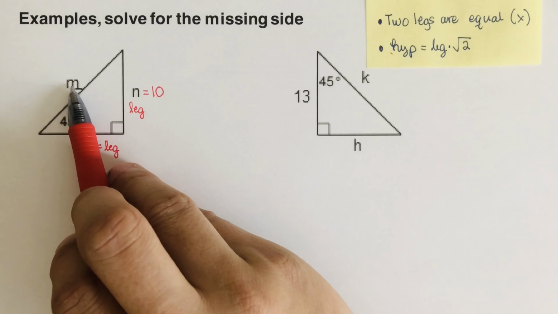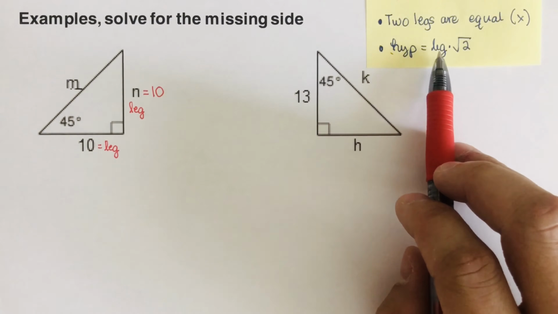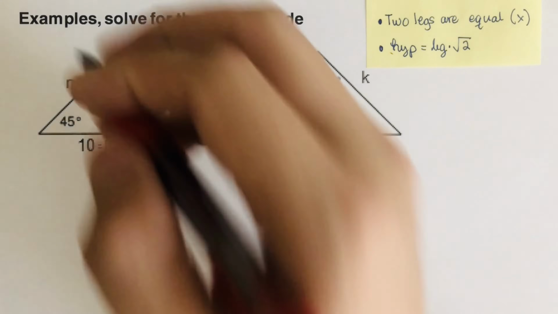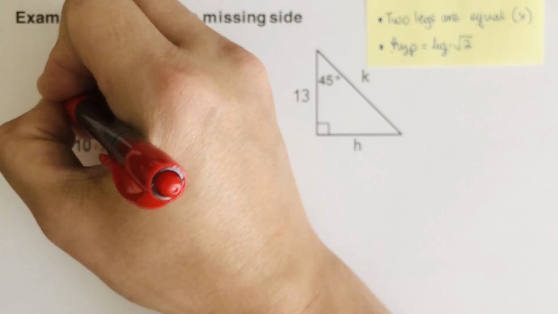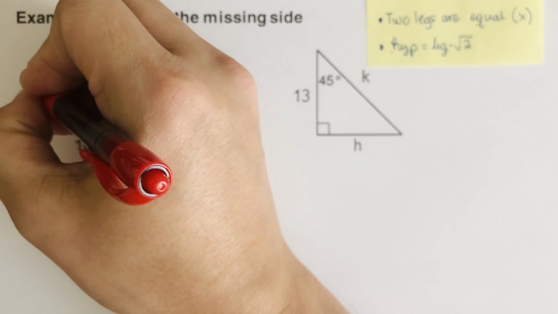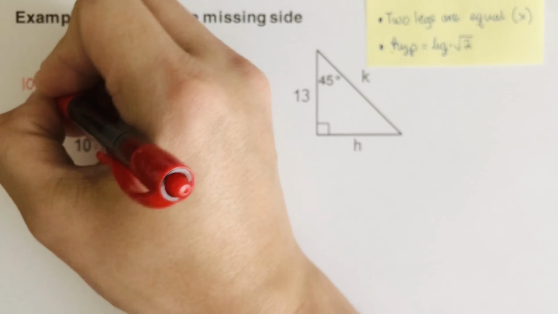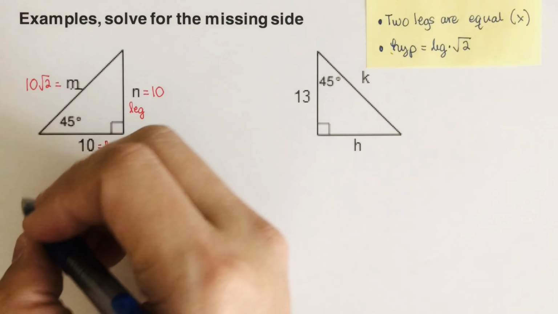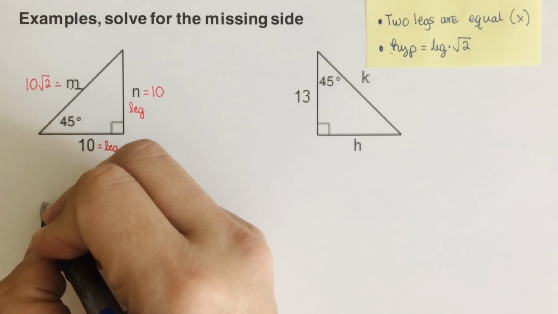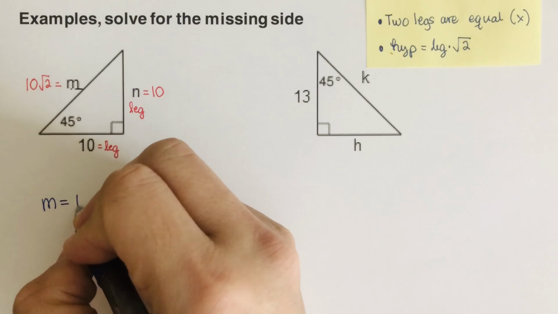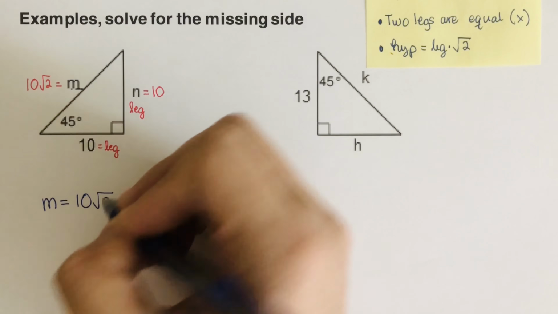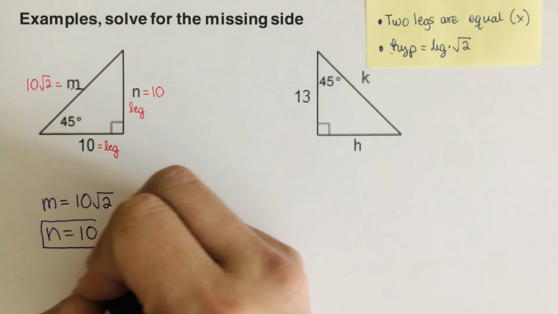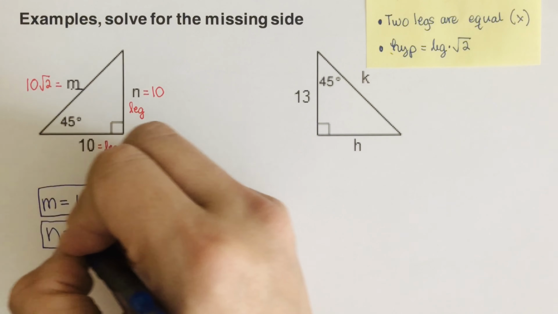Now, how do we find the hypotenuse? Hypotenuse is leg square root of 2. Since we have a leg of 10, the m here is 10, which is the leg, square root of 2. So these are the answers. Then we can go ahead and write the answers over here. Our m is 10 square root of 2, and our n is 10. So these are the two answers here.